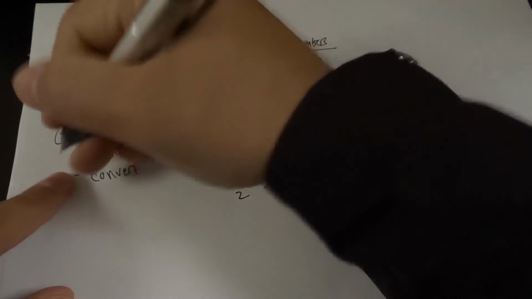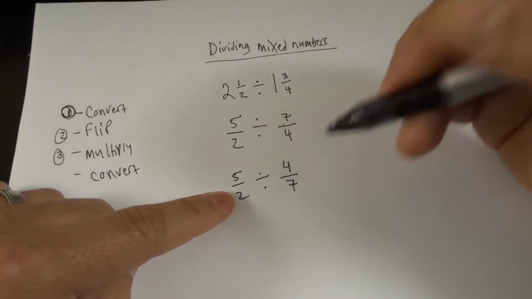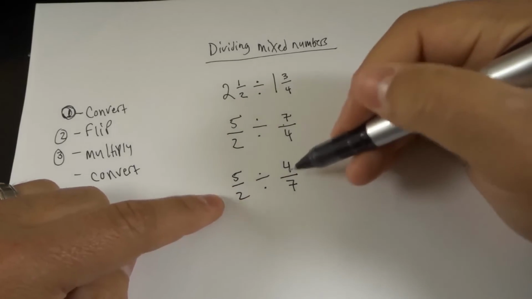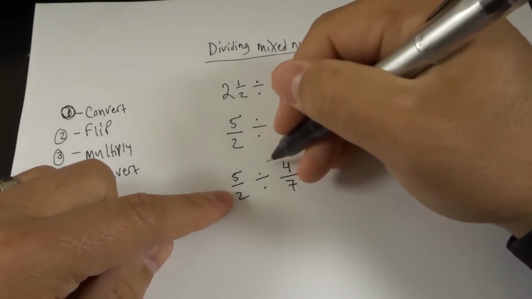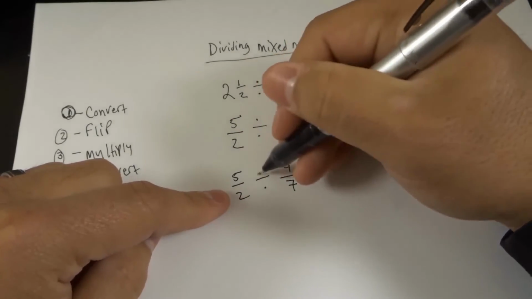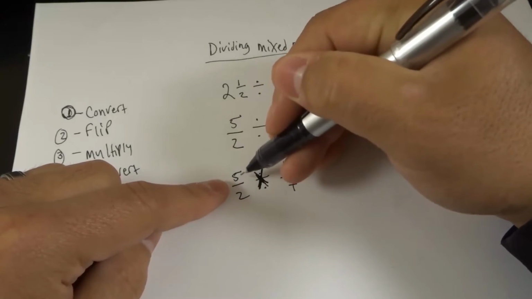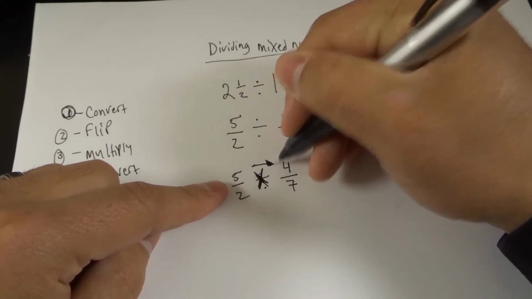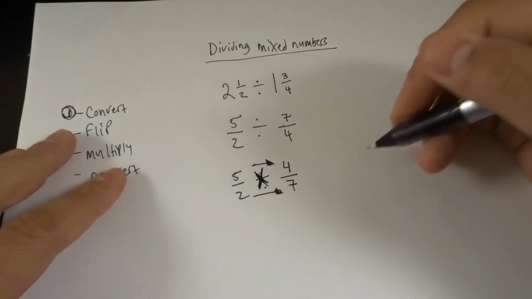Now the third step is to multiply. We already flipped the second fraction, so now we're going to multiply these numbers together. I'm just going to put a times right here. We're going to take the top number and multiply it by the top number, and then the bottom number multiplied by the bottom number. Very, very simple and straightforward.